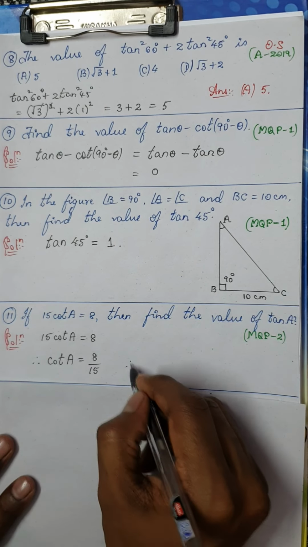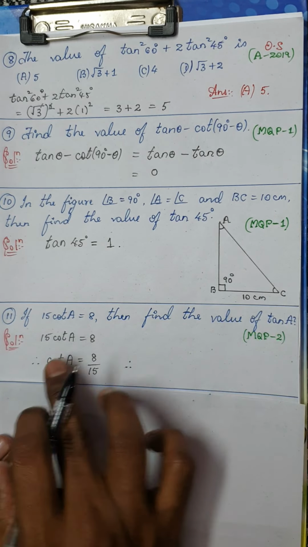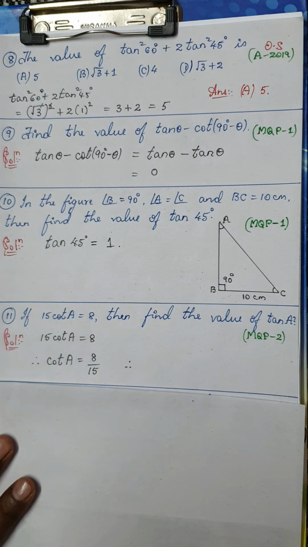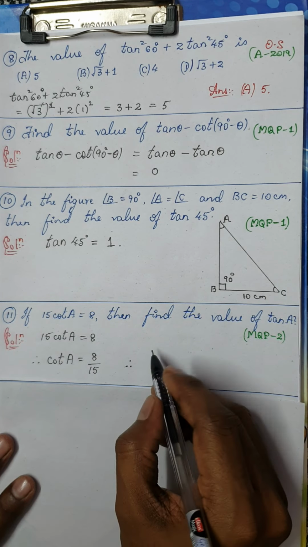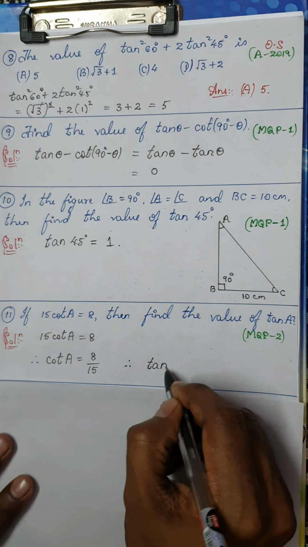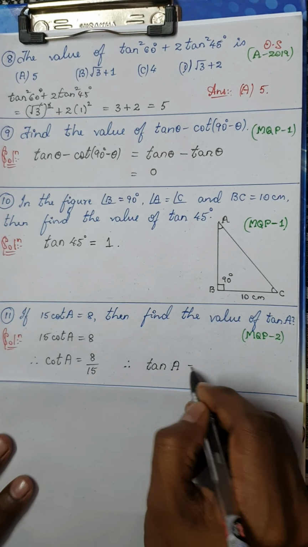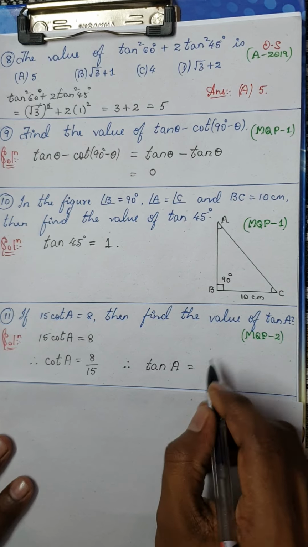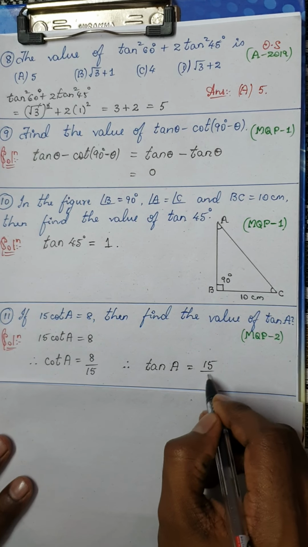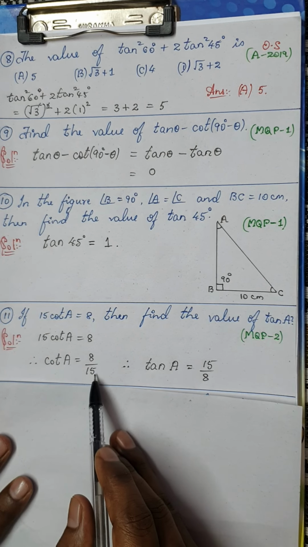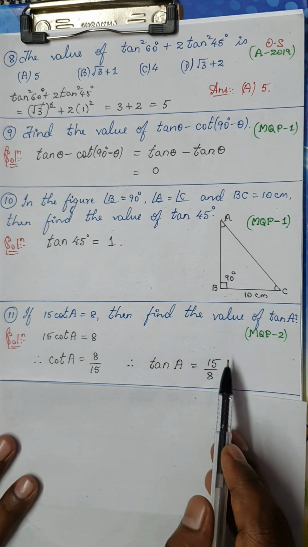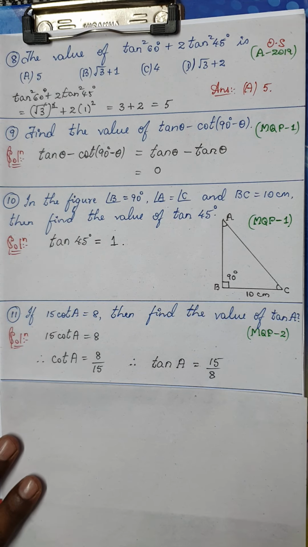Therefore, we know tan and cot are reciprocals. Reciprocal functions, if given, you can write easily. I have already said tan and cot are brothers. So if he has given you the cot value, for the tan value just take the reciprocal, exchange the numerator and denominator, that is nothing but 15 by 8. If cot A is equal to 8 by 15, then tan A is equal to 15 by 8.